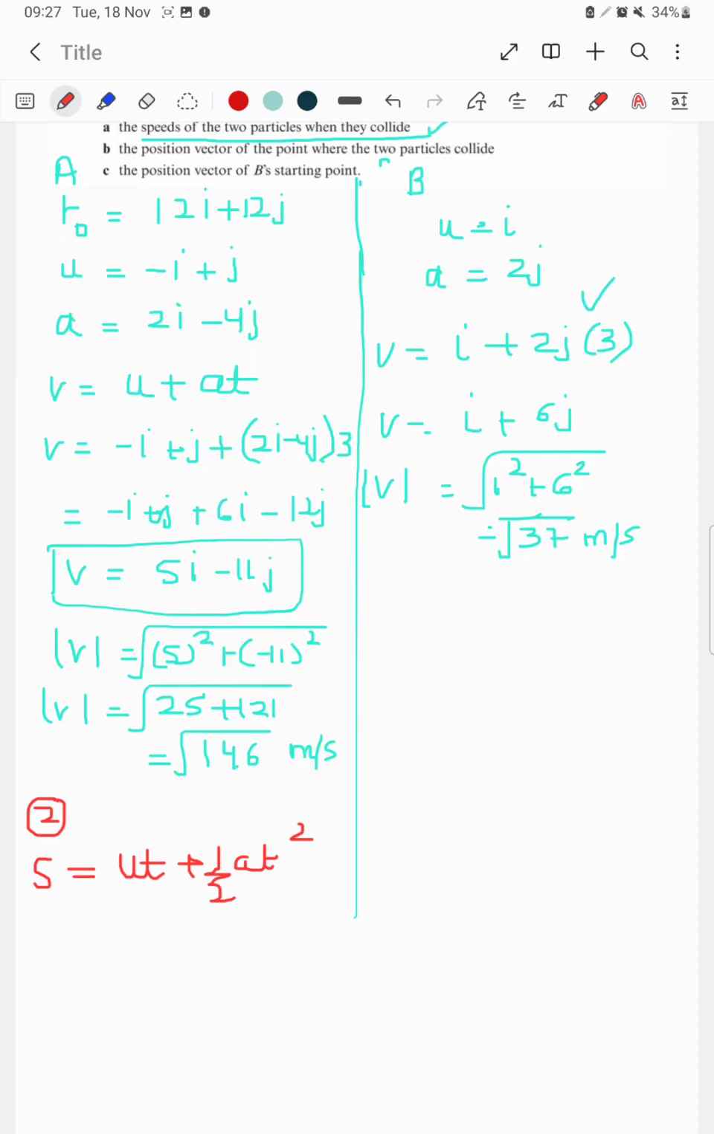The particles are colliding after 3 seconds. So we can find out SA for the first particle, and that is given as minus I plus j, the velocity of the first particle, times 3, plus half of the acceleration, which is 2I minus 4j, times 3 squared, and that is 9.